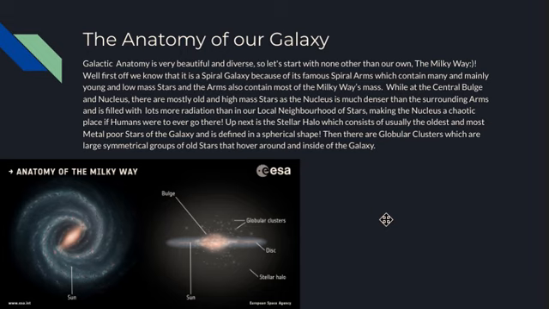Well, at the central bulge, or nucleus, there are mostly old and high mass stars, as the nucleus is much denser than the surrounding arms and is filled with lots more radiation than in our local neighborhood of stars. And this makes sense because, again, look how bright it is there.